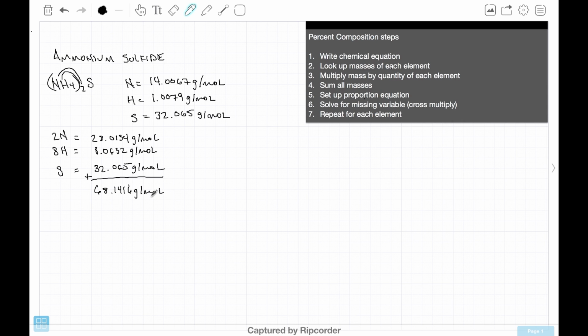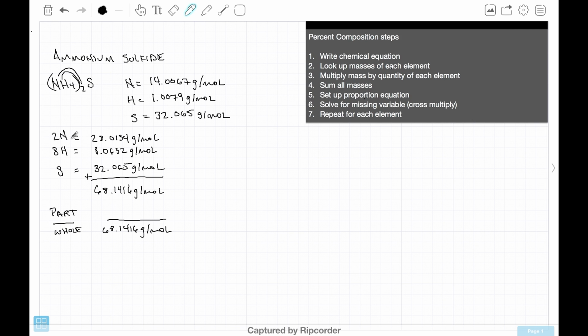Step 5 says set up a proportion equation. And when you think proportion, you should think part to whole. So I'm going to set up a part to whole ratio. Our whole is the sum of all the masses. That's the mass of this entire compound. So that's 68.1416 grams per mole.